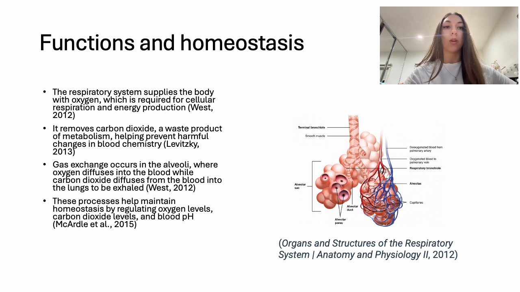At the same time, carbon dioxide, which is produced as a waste product of metabolism, diffuses from the blood into the alveoli to be exhaled. These exchange processes are essential for maintaining homeostasis as they help regulate oxygen and carbon dioxide levels in the body, as well as maintaining stable blood pH.